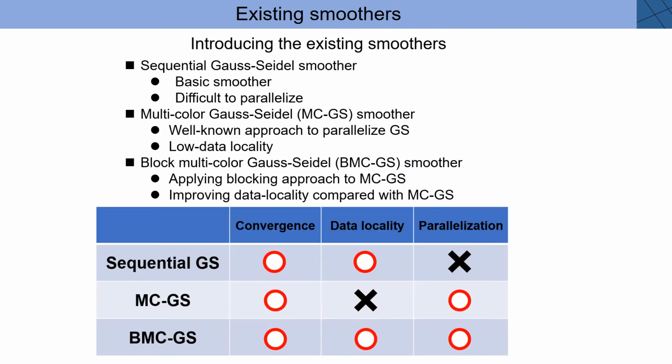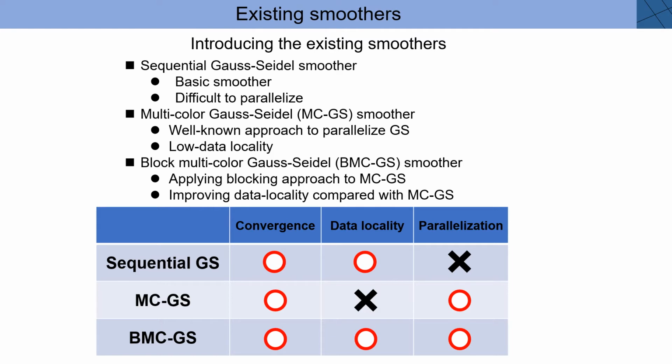In this part, we introduce existing smoothers. The sequential Gauss-Seidel smoother is a basic one, and it shows good convergence. However, this smoother is difficult to parallelize. The convergence rate of the sequential Gauss-Seidel smoother is often a criterion. The multicolor Gauss-Seidel smoother is one of the parallelized Gauss-Seidel smoothers. Its convergence rate is similar to the sequential Gauss-Seidel smoother. However, its data locality is lower than the sequential Gauss-Seidel smoother.